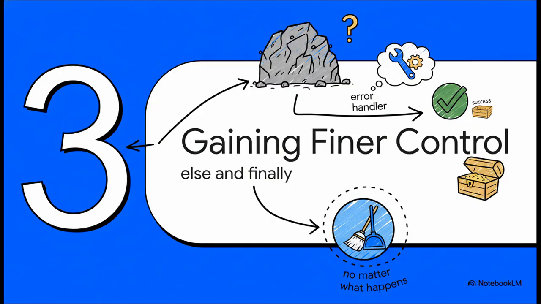But we can get way more sophisticated than just a single detour. I mean, what if there are different kinds of roadblocks? A flat tire is different from a bridge being out, right? Python gives us the tools to handle different errors in different ways, and even to do things only when everything goes right, or to do cleanup no matter what happens.